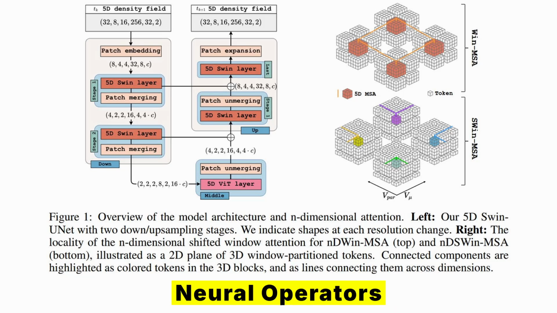Neural operators. Neural operators are a class of deep learning models that can learn mappings between function spaces. They have the advantage of being resolution invariant, meaning they can operate on inputs of varying resolutions. While the authors' proposed model, 5D Swin UNet, is not a neural operator, they aim to extend it to one in future work.